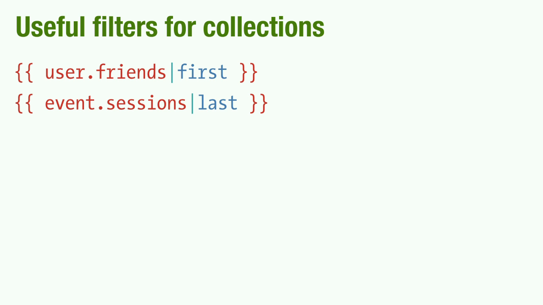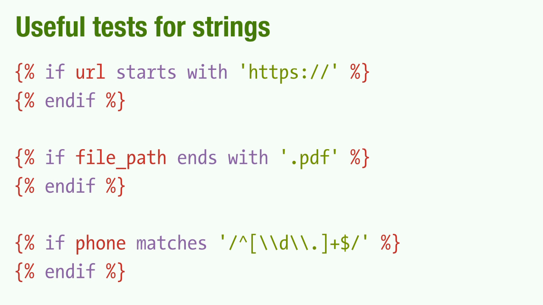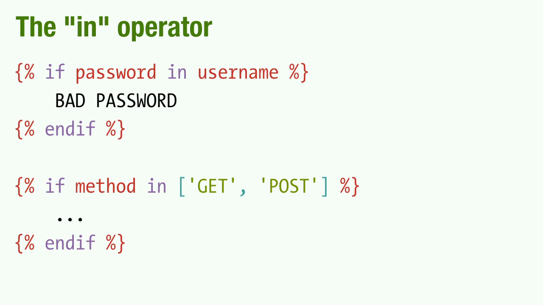Do you want some more cool features? First, last. We have a lot of things like that, shortcuts. If you want the first value of an array or the last one, we will do that. Quick test, if you want to check if a URL starts with or ends with or matches a regular expression, that's nice. If you want to check that something is in something, we have an in test, so if password is in username, so you can see that we are talking about strings here, or if a method is in an array. So again, in works with strings and objects and arrays. It works like you would expect it to work, actually.